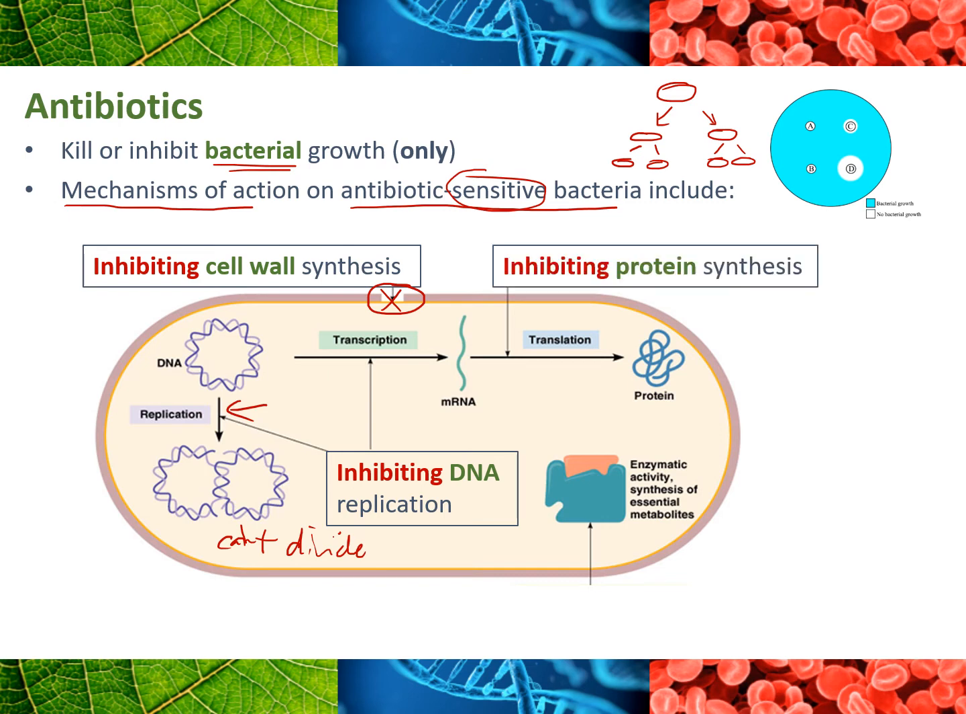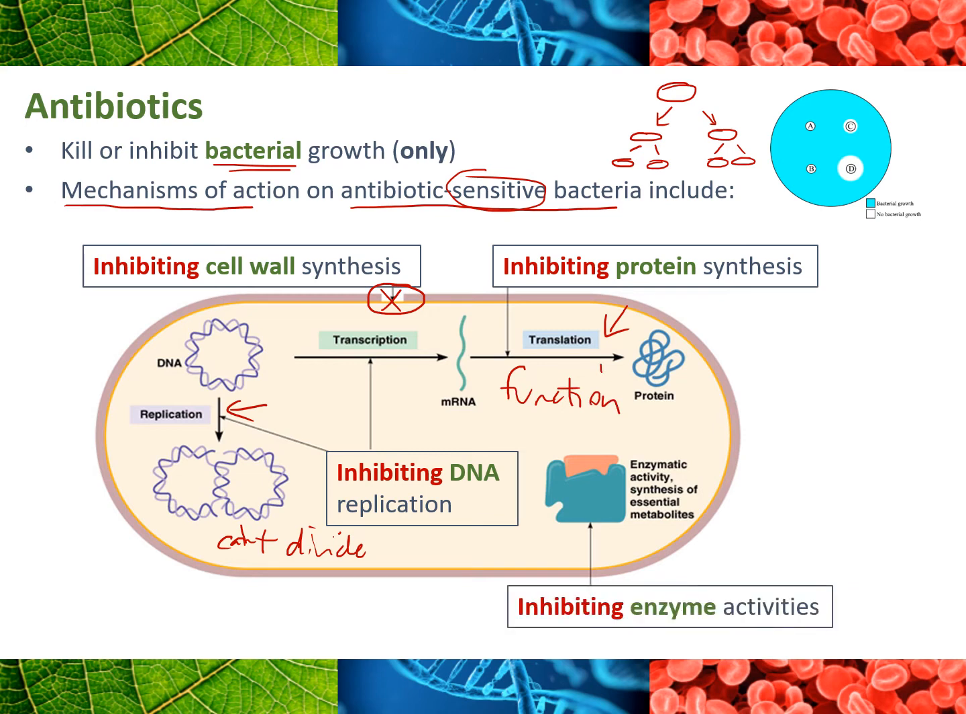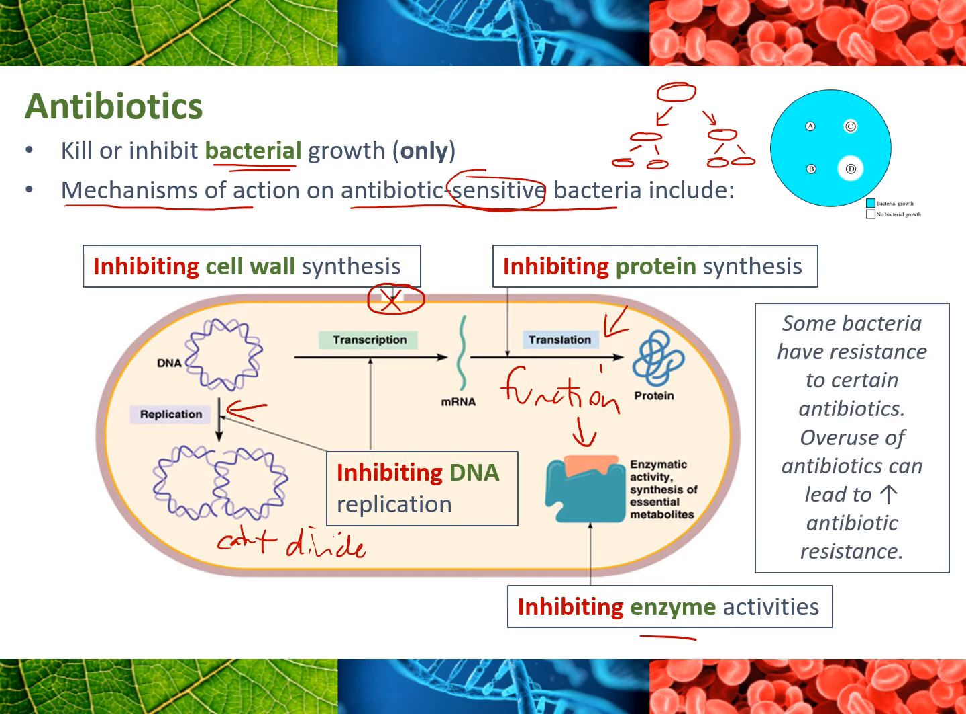They can inhibit protein synthesis. Okay, so that will impact the function of the bacteria if it can't produce proteins. And then similarly, they can inhibit the activity of enzymes. So again, that will prevent the functioning of that bacteria. Okay, so there are four different ways that antibiotics can work on bacteria. As I've mentioned before, some bacteria have resistance to certain antibiotics. So they are called antibiotic resistant bacteria, and they are able to kind of bypass these functions of antibiotics.